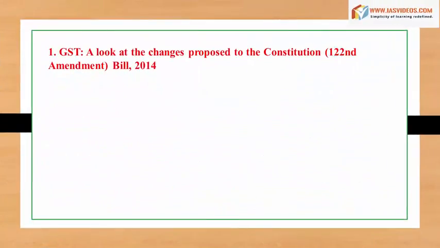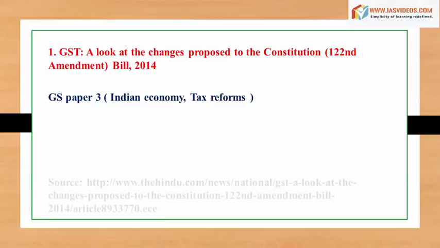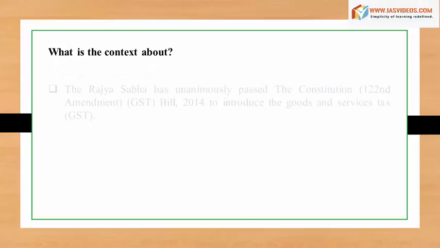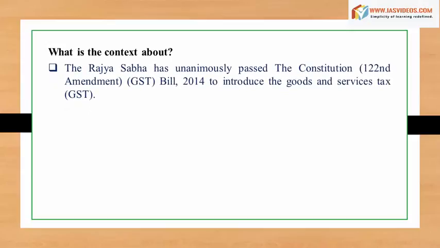GST, a look at the changes proposed to the Constitution, 122nd Amendment Bill, 2014. GS Paper 3, Indian Economy, Tax Reforms. What is the context about? The Rajya Sabha has unanimously passed the Constitution 122nd Amendment, GST, Bill, 2014 to introduce the Goods and Services Tax, GST.